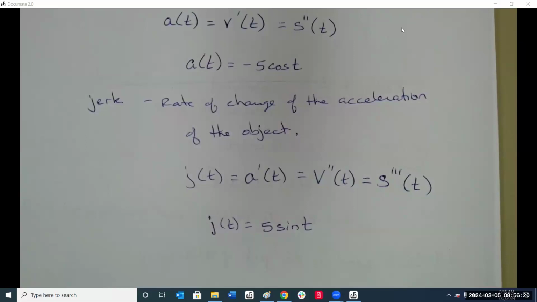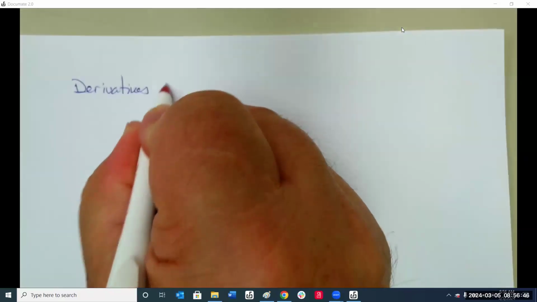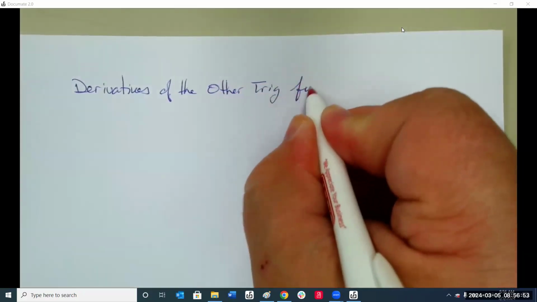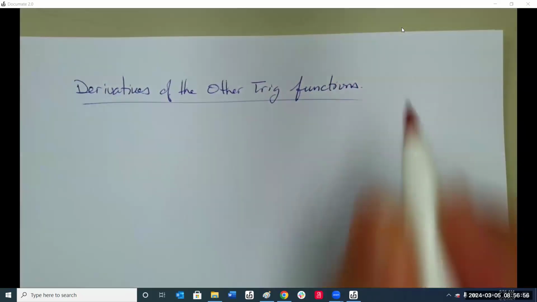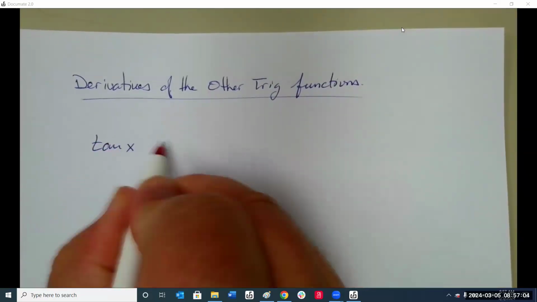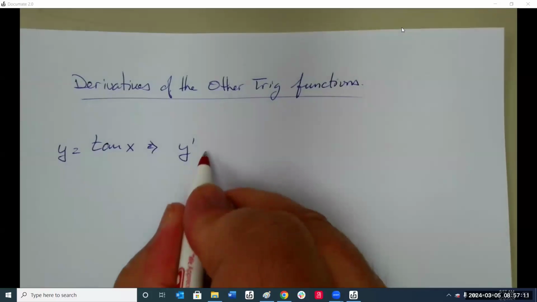Those are them. Do we have any other examples? Oh, yes. All right, let's look at the other trig functions. The derivatives of the other trig functions. So tangent. If y equals tangent x, what is its first derivative?